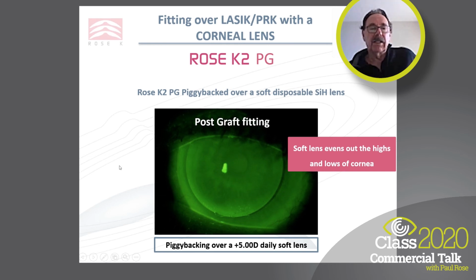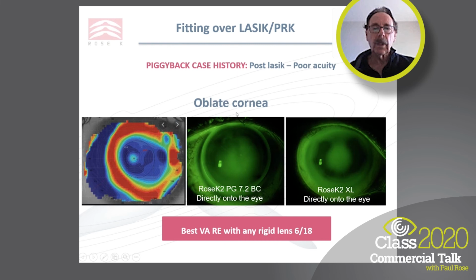So if you really get stuck and you want to use a corneal lens and you've got a very oblate cornea, certainly using a piggyback system can be useful. Here's another piggyback, one that I could not get good acuity with, no matter whether I fitted a corneal lens or I fitted XL. I was getting this pulling centrally, and my best vision was 6/18. So I thought, what if I used a high plus lens to fill this out and get more contact with the cornea?